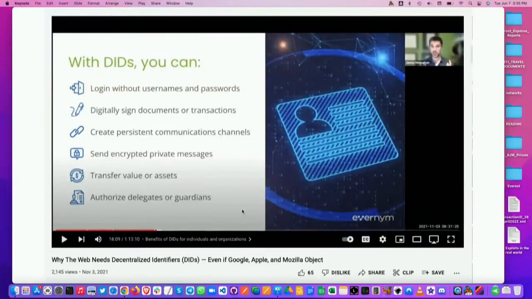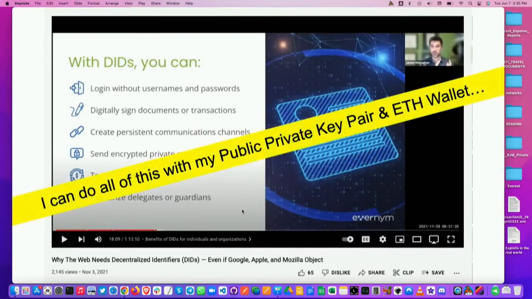But if they didn't solve for identity verification, what do the proponents of DIDs say they did solve? Well, passwordless login, transaction signing, persistent communications channels. Well, you know what, guys? I can do all of that with my private public key pair and Ethereum wallet. I don't need DIDs to do any of the things that they're claiming on that slide.